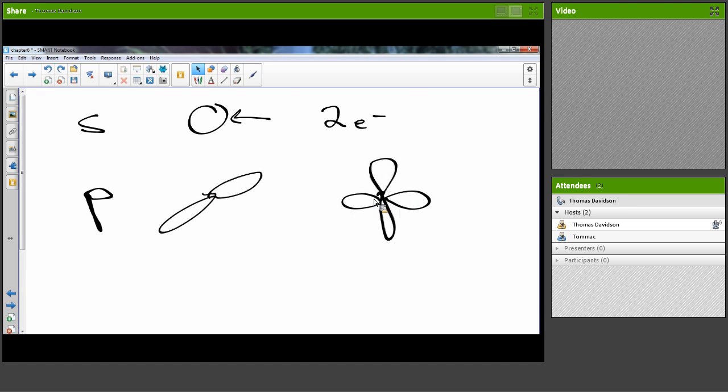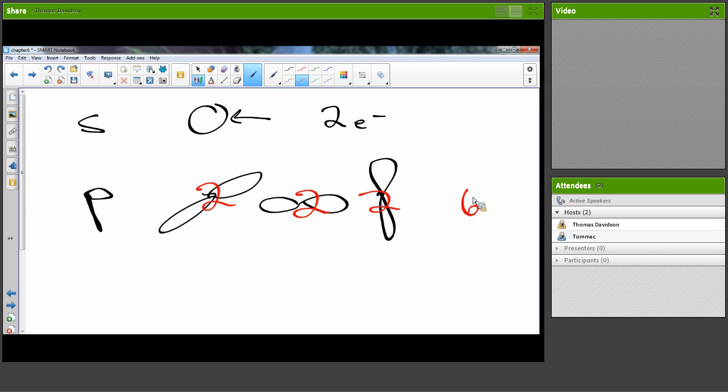Now, how many did I say each one of these can hold? 2. So this one will hold 2, this one will hold 2, this one will hold 2, for a total of 6 electrons. You kind of okay with that? Just stick with me. All right? So an S, it's a circle. It can hold 2 total electrons. A P, they're like propeller shapes, and they can hold 2 each, but there's 3, so they hold 6.